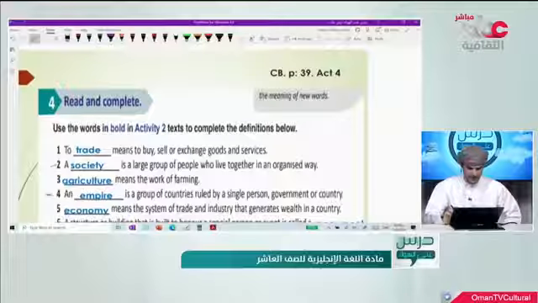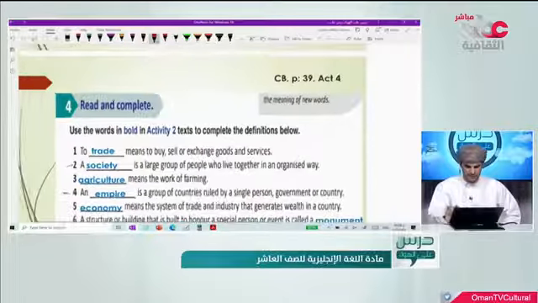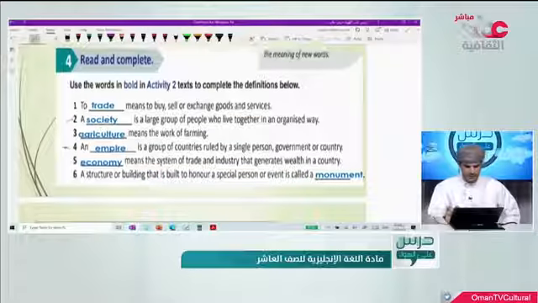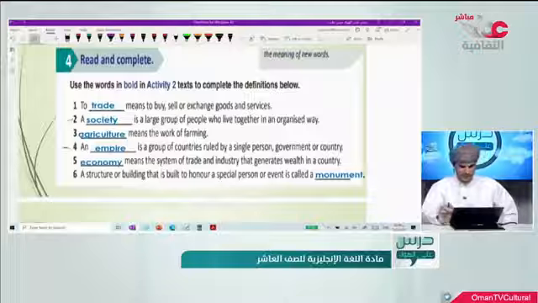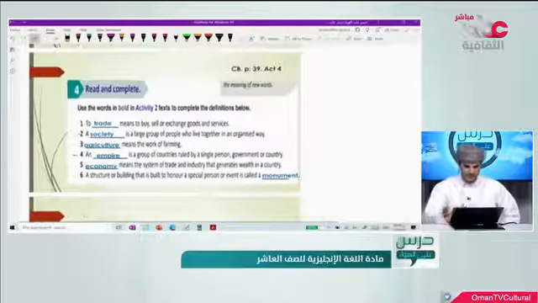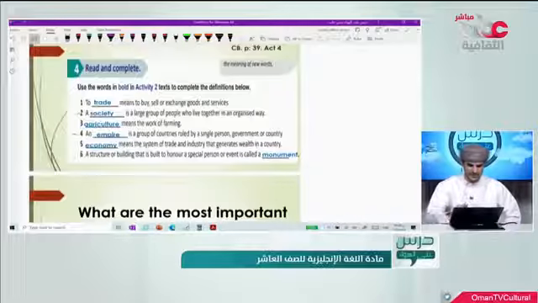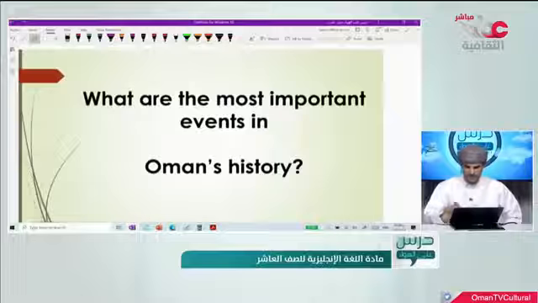5, economy. Well done. Economy means the system of trade and industry that generates wealth in a country. And the last one is monument. Well done, dear students. A structure or building that is built to honor a special person or event is called a monument. Today you are very active, mashallah, dear students. I just want you to be more active and answer this single question.